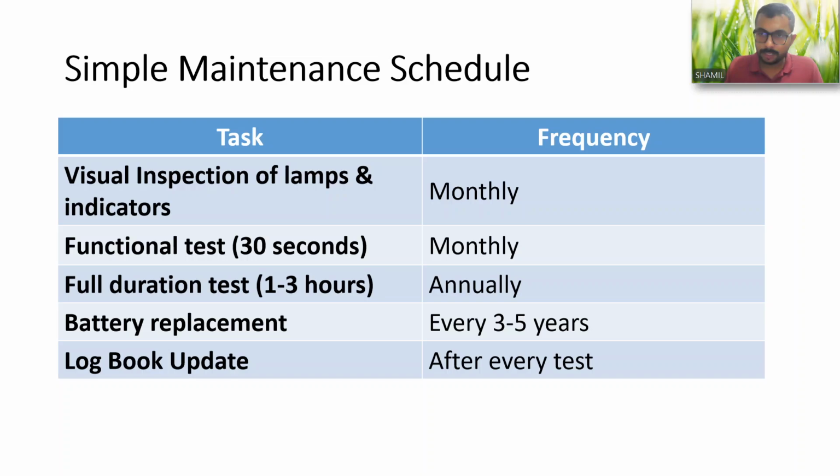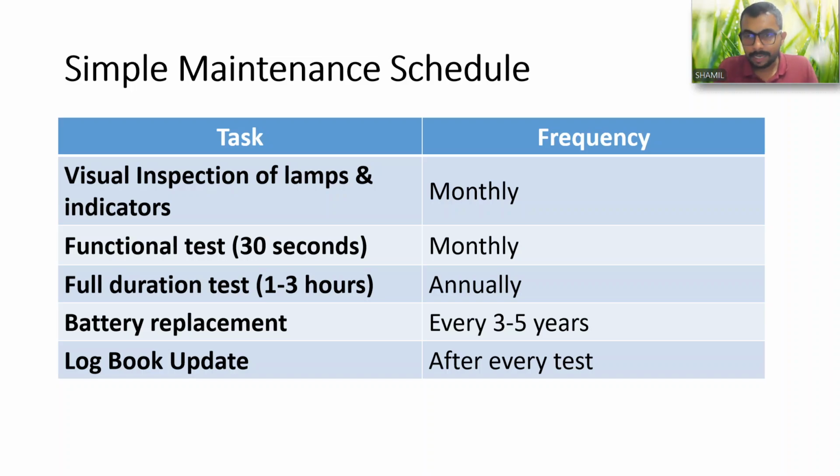The second aspect is the functional test. We need to ensure that the emergency lights are tested monthly for 30 seconds. That's a quick check. Then the full duration test we have to do annually, for 1 to 3 hours, which is the entire battery duration. For the entire duration between 1 to 3 hours, we need to see whether the battery will operate and whether the battery capacity is sufficient to operate these lights.